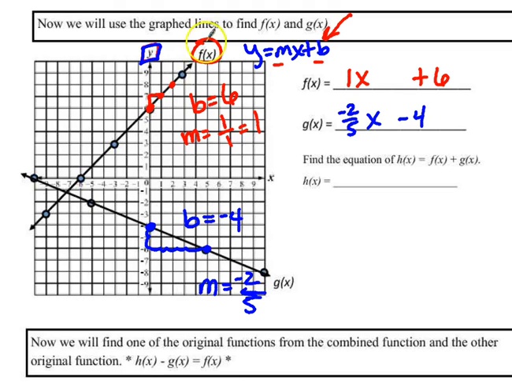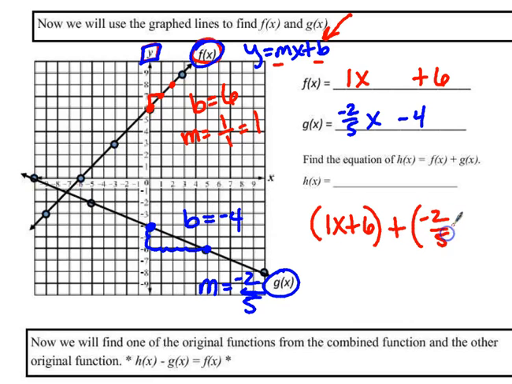Okay, so I have my f of x and I have my g of x. But the question states, find the equation for f of x plus g of x. So now I've got to add those two bad boys together. So let's do the work right here. I'm going to add 1x plus 6 plus negative 2/5 x minus 4. Since there's nothing in front of this, I'm just going to rewrite this, 1x plus 6. This is a plus, so everything's going to stay the same, minus 2/5 x minus 4.